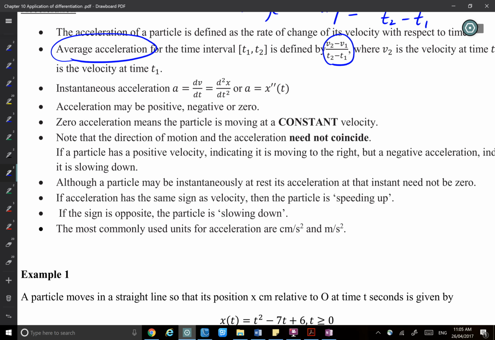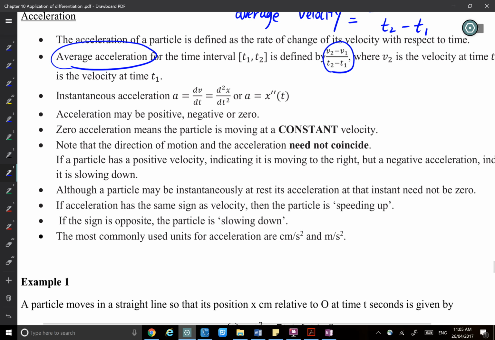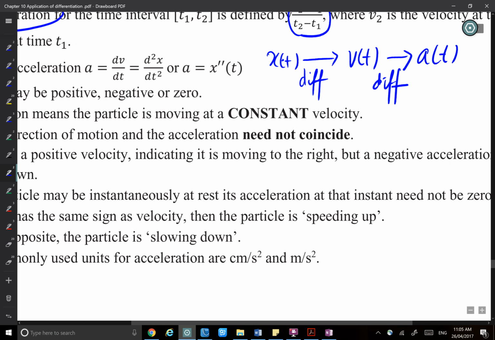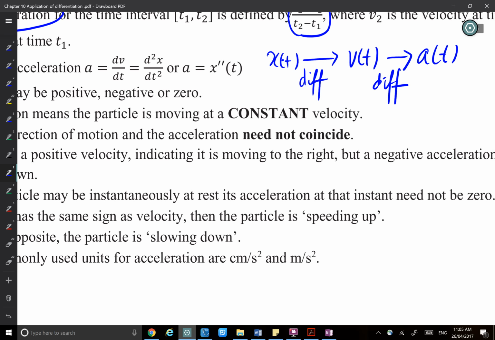And we'll have instantaneous acceleration. You differentiate the xt graph, that will give you the vt graph. If you differentiate the vt graph, that will give you the at graph. Okay, you're going to do differentiation and differentiation. If you have an xt graph, you differentiate once, that gives the vt graph. Differentiate the vt graph, and you get the at graph.